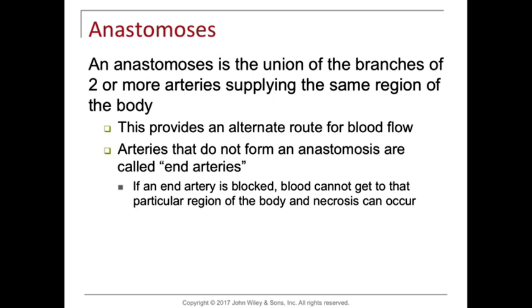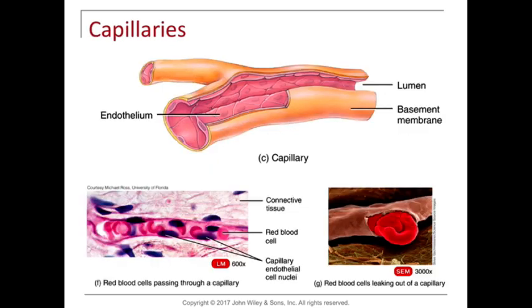Anastomosis is the union of the branches of two or more arteries supplying the same region of the body. This provides an alternative route for blood flow. Arteries that do not form anastomoses are called end arteries. If an end artery is blocked and blood cannot get to a particular region of the body, then necrosis takes place, right? Deadening of those tissues. They become black, necrotic tissue, with no oxygen.